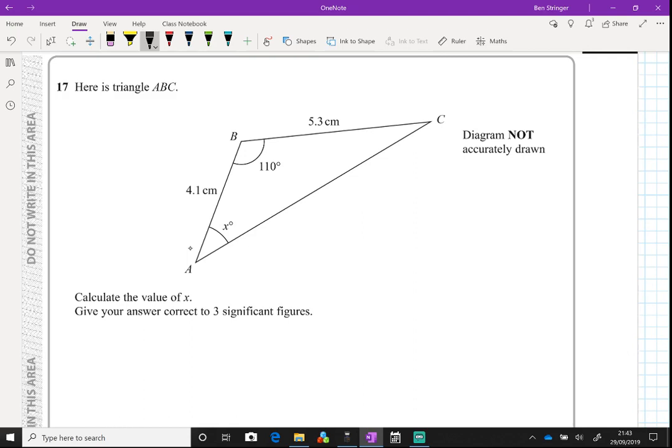Cosine rule I can't use there. Do I have a side and an opposite angle and a side and an opposite angle to use the sine rule? Sine rule, side and opposite angle, yes, but I don't have a side and opposite angle given. So if I worked this out, I'd have a side and an opposite angle known, and a side and an opposite angle known.